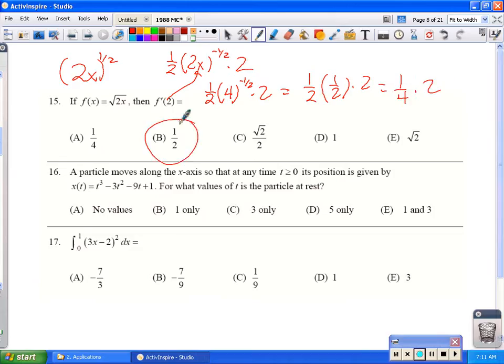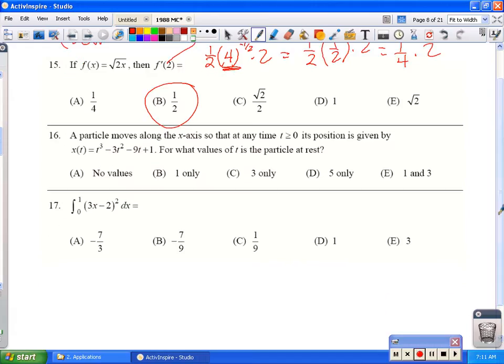Now again, don't forget in this term right here you have a negative power, so it's going to go to the denominator, and then I'm going to take the square root.